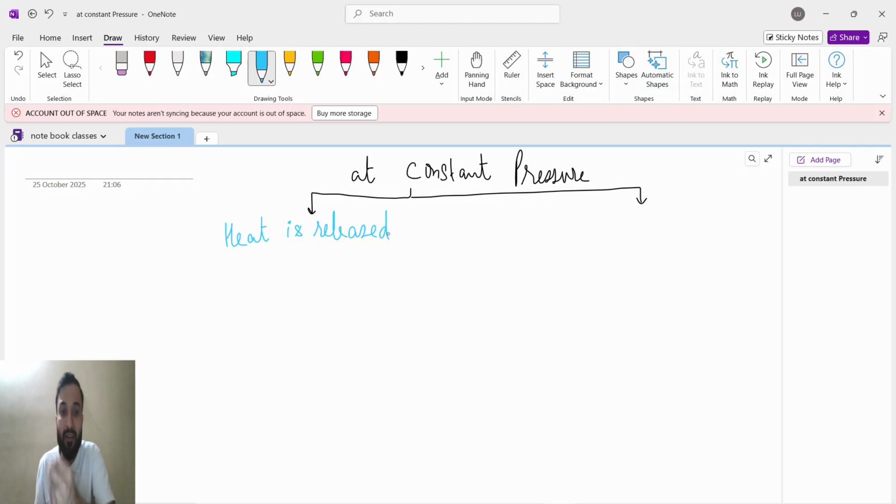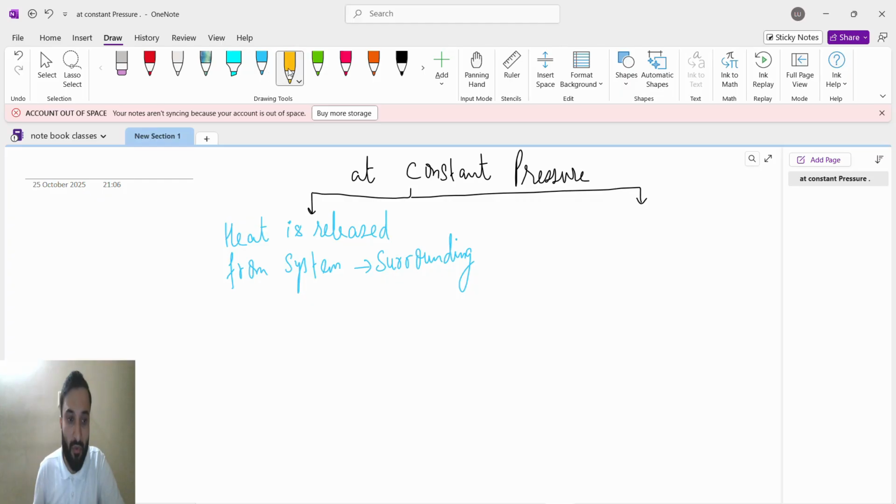So if heat is released, from where is it released? Heat is released from the system to the surroundings. So the first condition is: heat is released from the system to the surrounding. So what will happen?